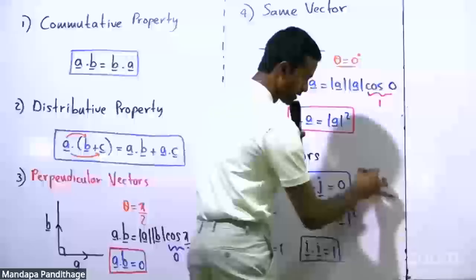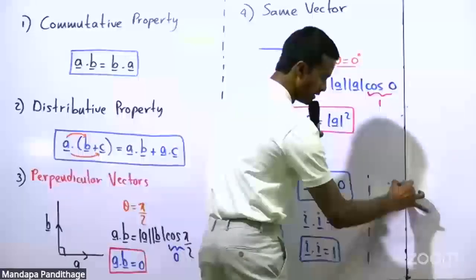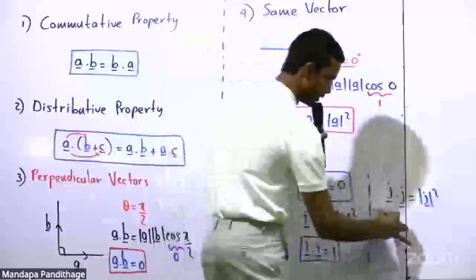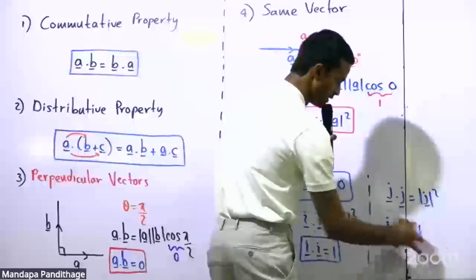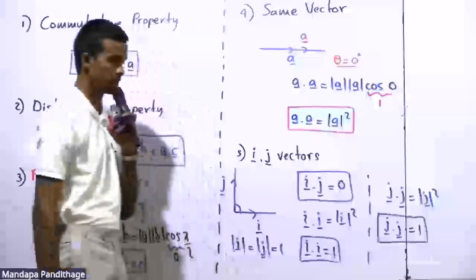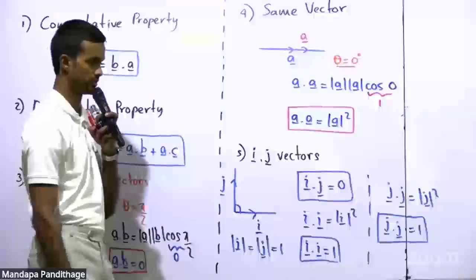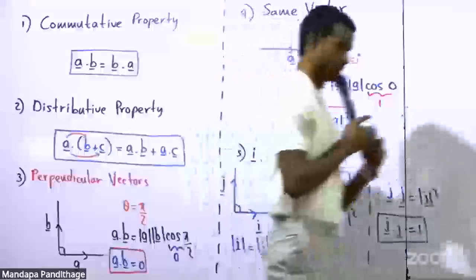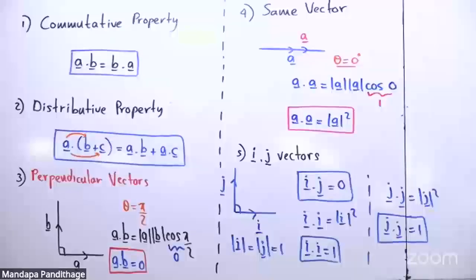Similarly, j dot j is equal to modulus j squared. Modulus j is equal to 1. So j dot j is equal to 1. So you can use these results based on i and j vectors. Okay. Write down these results. Both i and j vectors are perpendicular, so i dot j is equal to 0. i dot i and j dot j are each equal to 1.